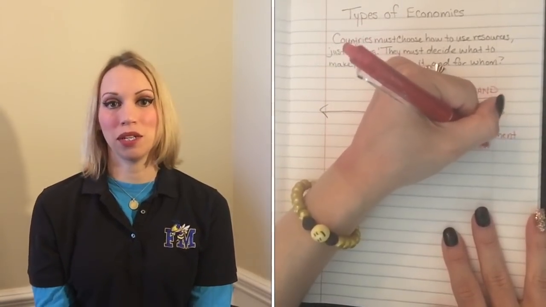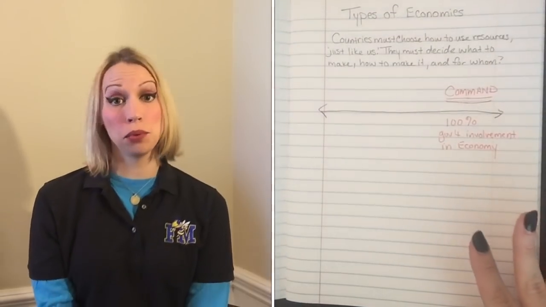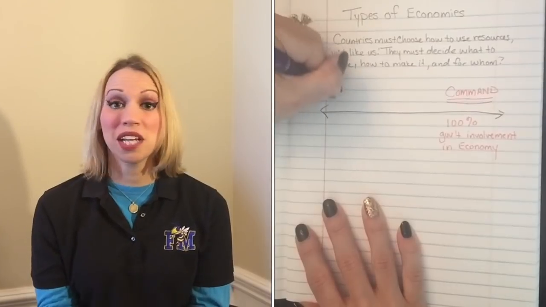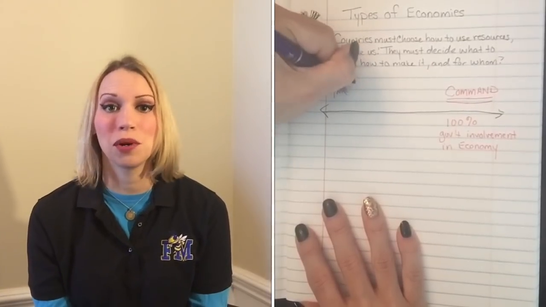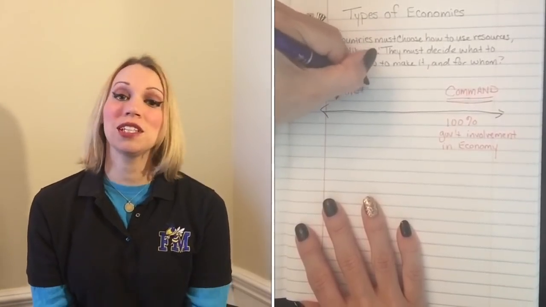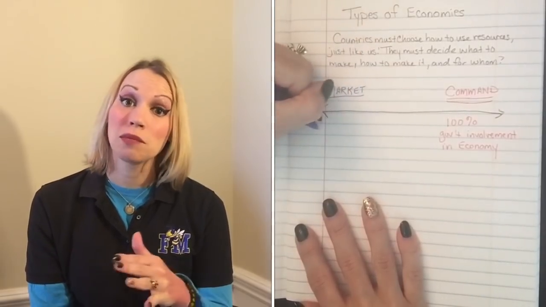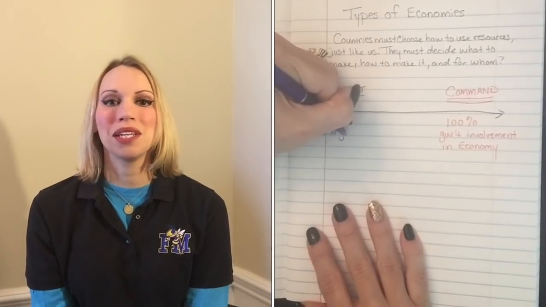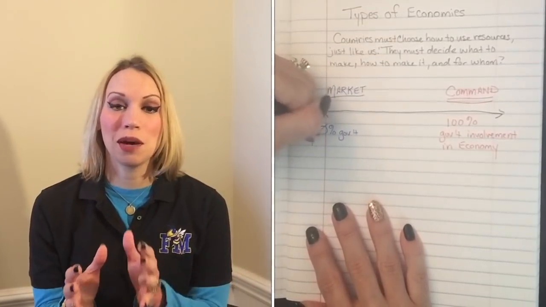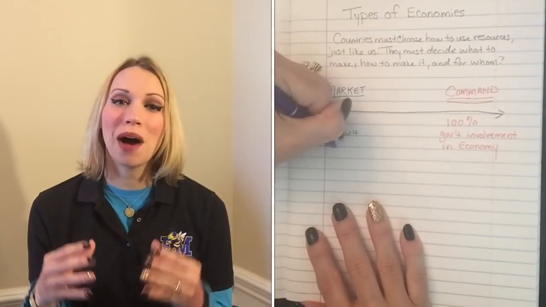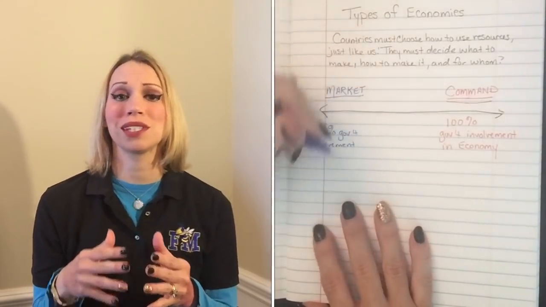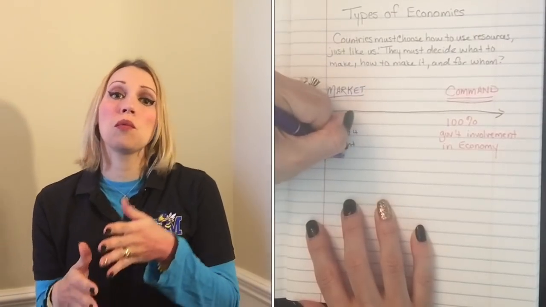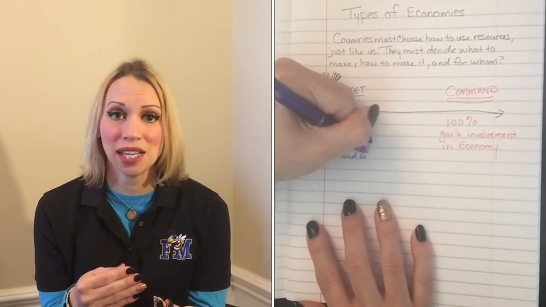A market economy is the polar opposite of that. Now, a pure market economy would be 0% government involvement, meaning no taxes, no regulation, no assistance programs, and unfortunately, there's no historical example of an economy where the government has never been involved in it. But a market economy is really where buyers and sellers have the freedom to kind of run the show. So what's going to be produced really depends on what's hot and what's popular at that time.